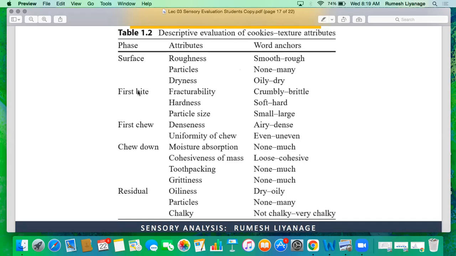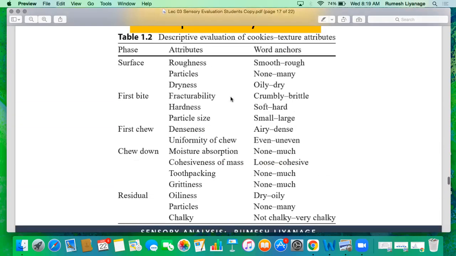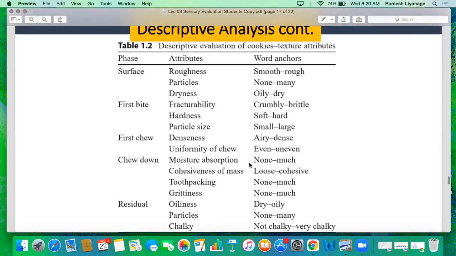First bite, crumbly to bright, right? Residual, oiliness, how to measure the oiliness? Dry to oily. You can decide the scales. So you need not remember everything, but just remember a few things. These words are important, technical terms are important.